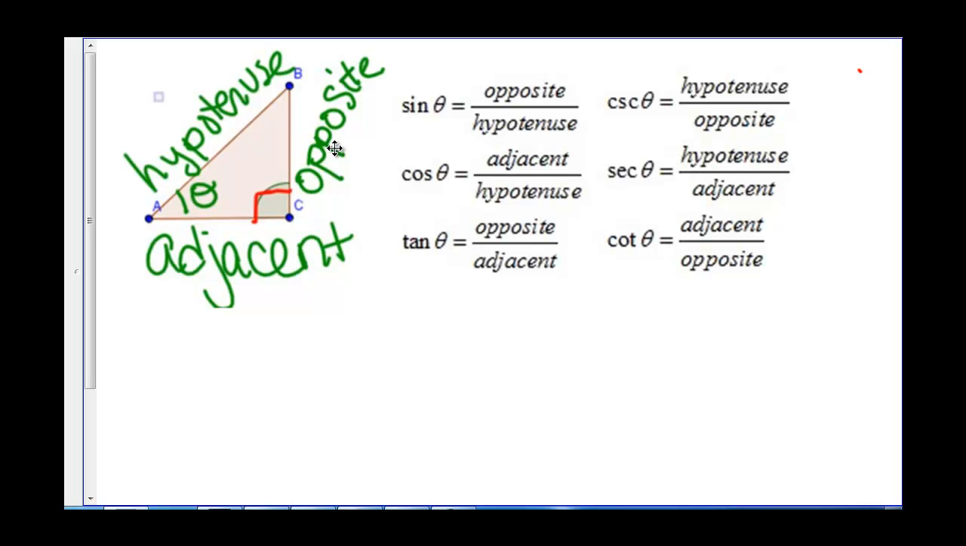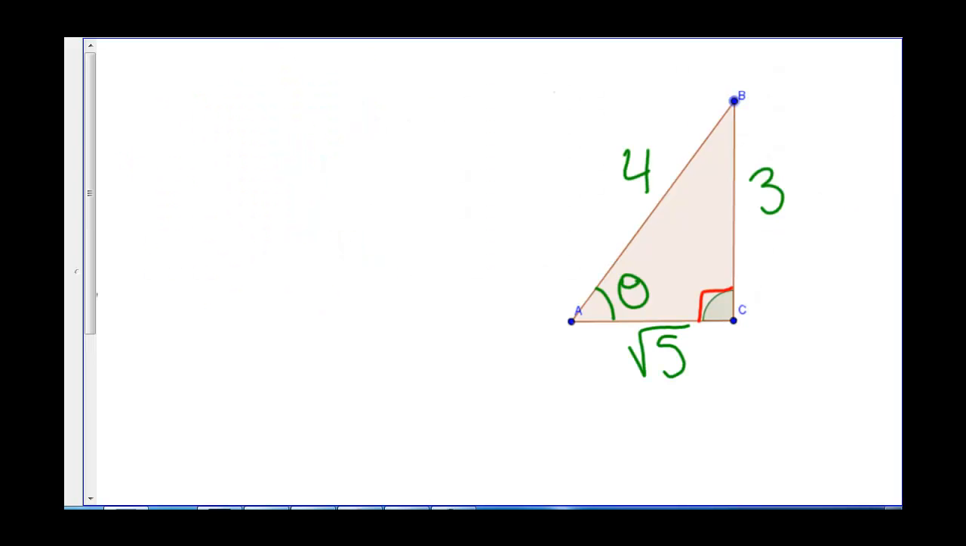Cosecant is hypotenuse over opposite. So remember, 1 over cosecant equals 1 over sine. So that means that we flip which way they go. Similarly, secant is hypotenuse over adjacent, and cotangent is adjacent over opposite. So if you can remember these three, then you just remember that for cosecant you flip, secant flip, and cotangent flip.